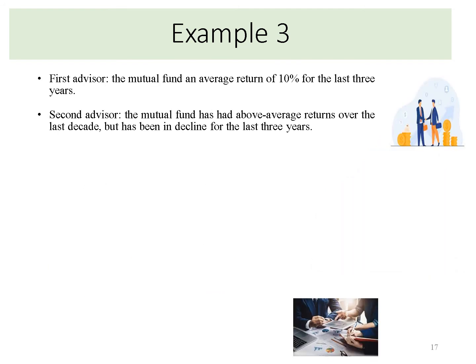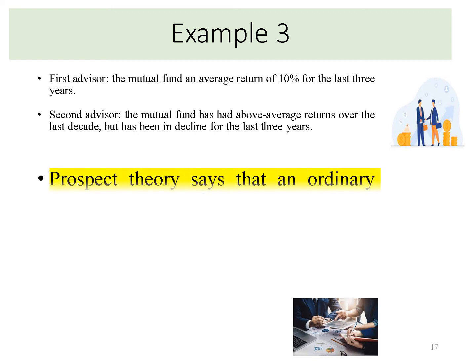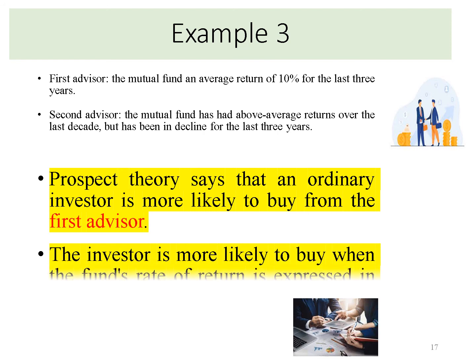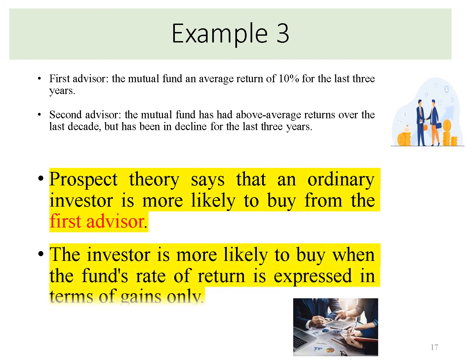Although the investor has been advised on the same mutual fund, prospect theory says that an ordinary investor is more likely to buy from the first advisor. That is, the investor is more likely to buy when the fund's rate of return is expressed in terms of gains only. Somehow, the second advisor presented the fund as having high returns but also losses. Losses represent risks and give a negative impression to investor.